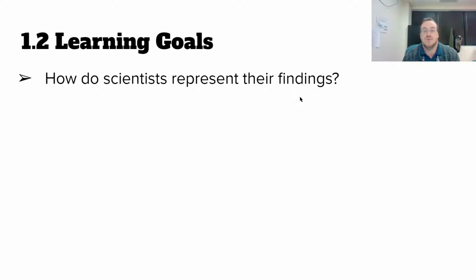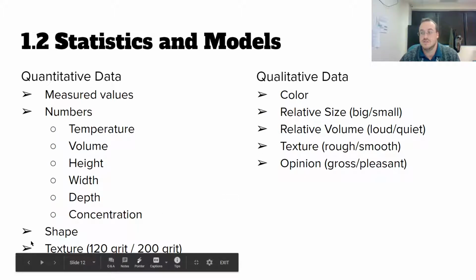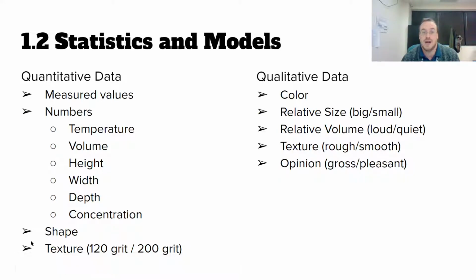All right, for 1.2, we're going to be talking about how scientists represent their findings. The main way that scientists do that is by using statistics and modeling. Before we talk about that, though, I want to go over the difference between qualitative data and quantitative data.